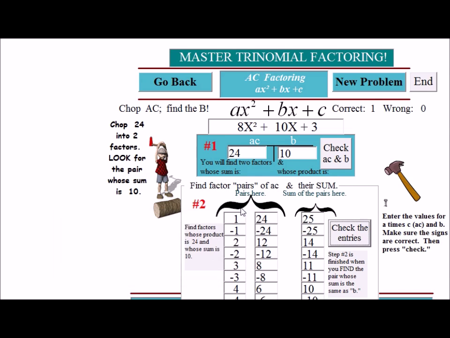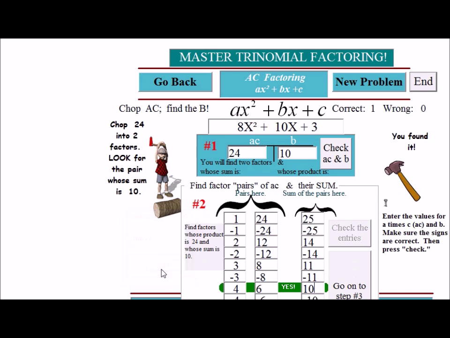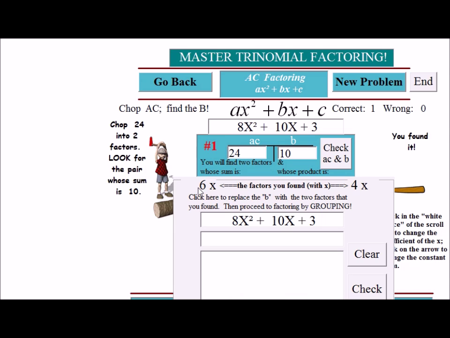Now we've got to find the one that gives us the right thing. Out of all of these sums, only one will give us the 10. That would be that one. So these are the numbers we use, 4 and 6, to get this 24. They've eliminated all those other ones. So now we go on to the next step. We're going to use 6x and 4x, replacing the 10x with 6x plus 4x.